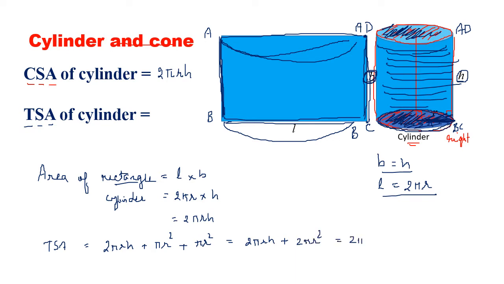Taking out 2 pi r common, you get 2 pi r bracket h plus r. What is the curved surface area of a cylinder? 2 pi r h. Now we roll the paper into a cylinder. What you can do is, if you have got a cardboard cylinder or a paper cylinder, cut it open from one side and open it, you will see it will form a rectangle.